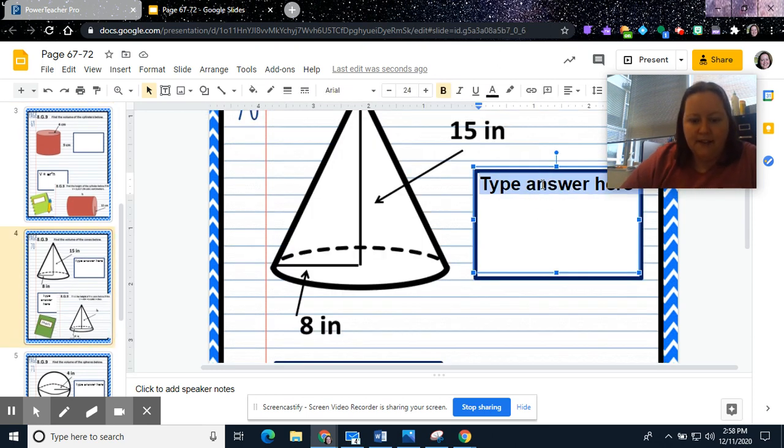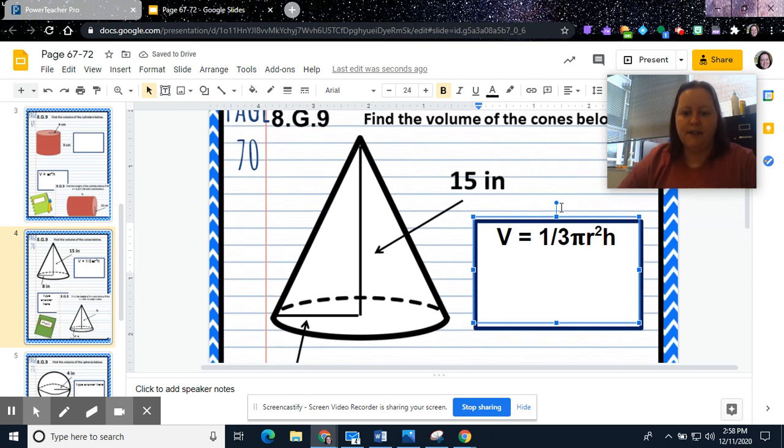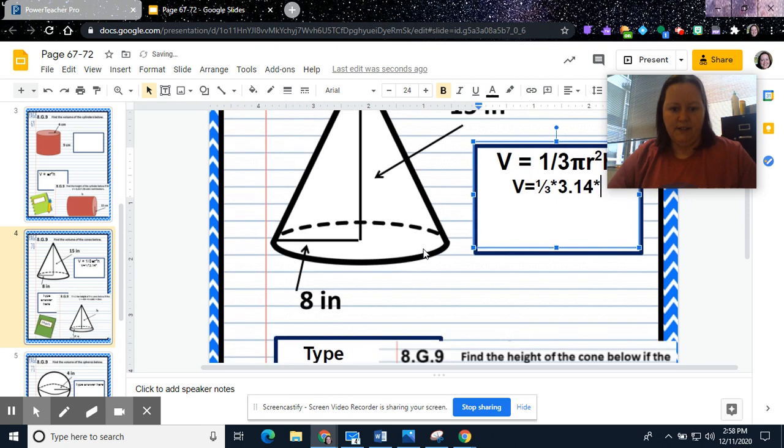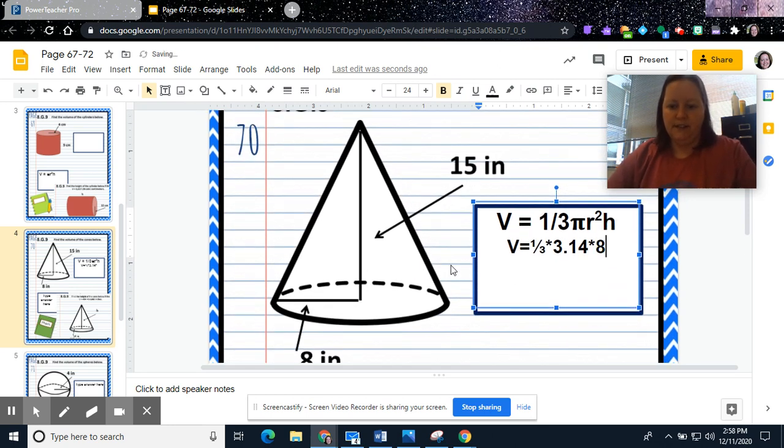And I'm going to paste that in right there. From there, I'm going to follow the steps. So V equals, and then it'll be 1/3 pi, which is 3.14, times the radius here is 8. And we know since it says r squared, that means radius times radius. So we do 8 times 8.